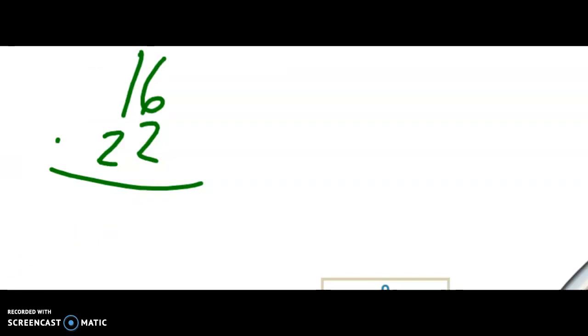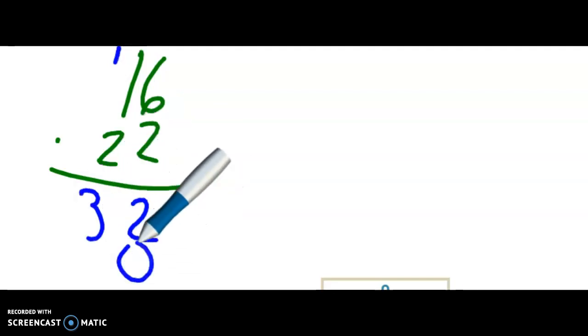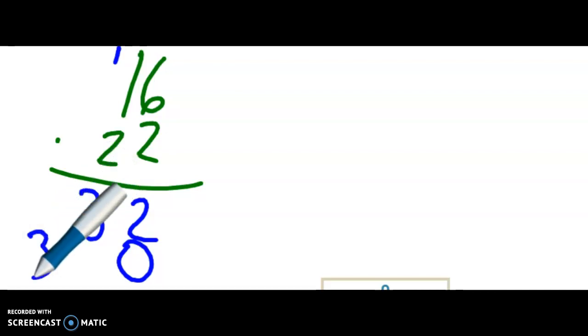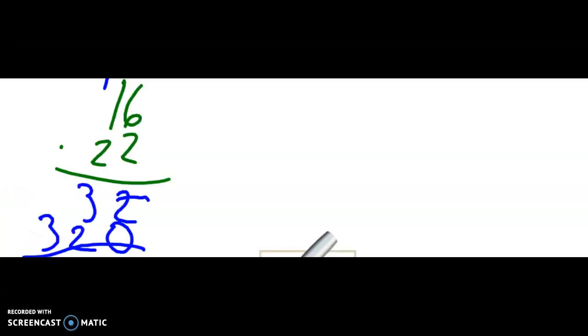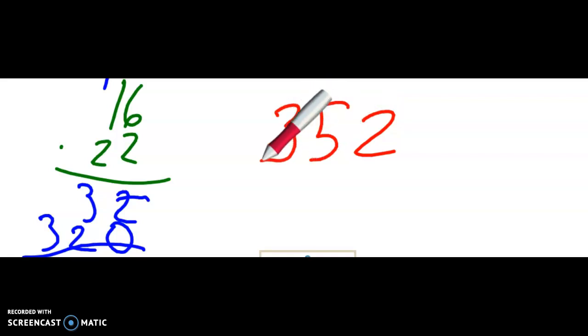Well, I know that 2 times 6 is going to give me 12. I carry my 1. 2 times 1 is 2, plus 1 is 3, so 32. And I add my 0, and then I know that I have to do it again. Now I have to add those. So 2 plus 0 is 2, 3 plus 2 is 5, and 3 plus 0 is 3. So now I have 352, which is my total area.